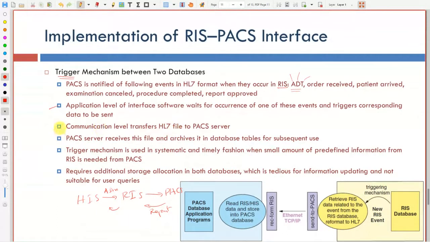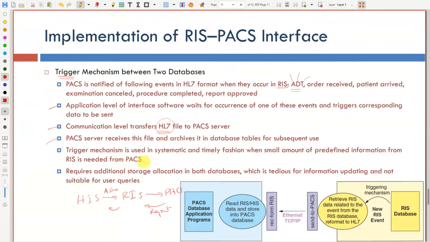Okay, and the communication level transfers HL7 files to the PACS server. So you're using the HL7 standard, and this is very much the standard communication protocol between any medical informatics systems in general. Whenever you receive such data, the PACS server would receive the HL7 file and archive it in its database table for subsequent use.